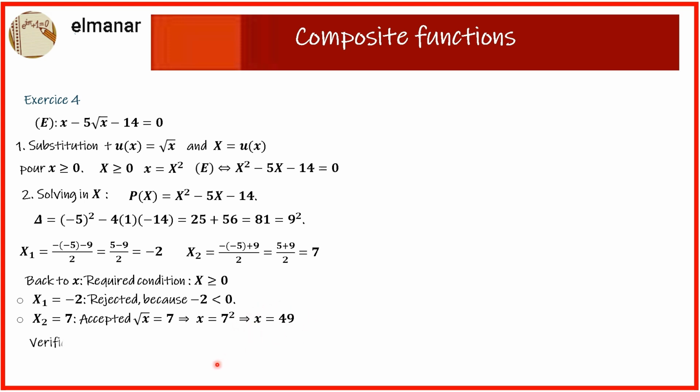Verification. By substituting back, we obtain 49 − 5 × √49 − 14, which gives 49 − 35 − 14, and that equals 0. Set of solutions. The set of solutions is reduced to the single number 49.